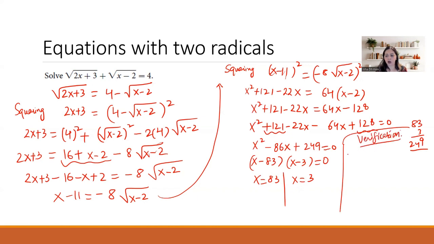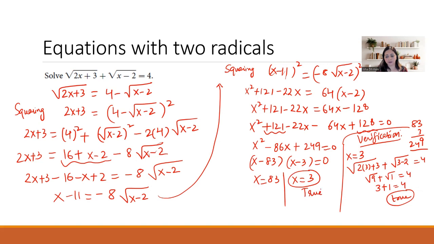So the verification part is when you first try x equals 3, let's see what we get. 2 times 3 plus 3, plus the square root of 3 minus 2, equals 4. So 2 times 3 is 6, plus 3 is 9. 3 minus 2 is 1, square root of 1. So the square root of 9 is 3, the square root of 1 is 1, which equals 4, which is correct. Hence, x equals 3 is the true solution.